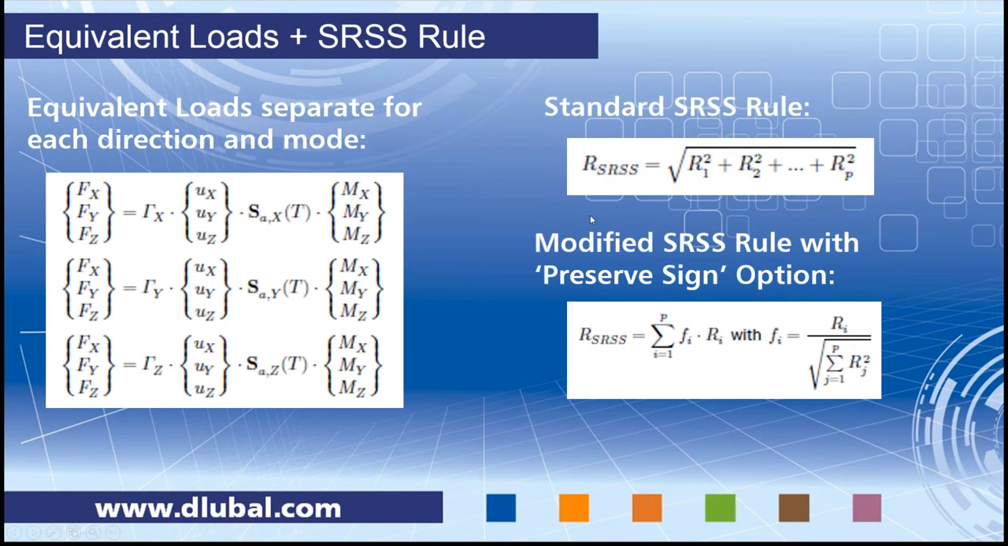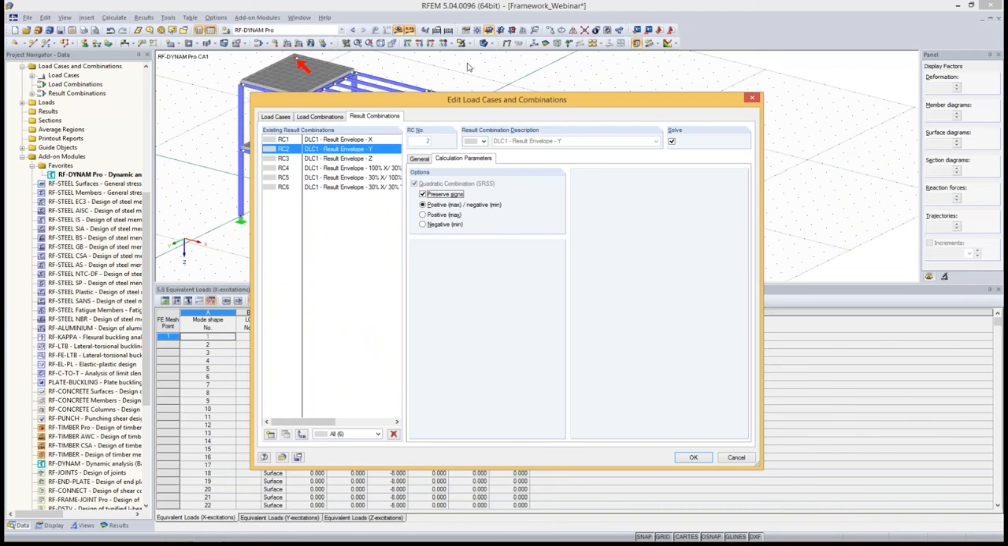And you have here just a small word to the SRSS rule. You have the standard SRSS rule, which would provide you only positive values, so you would lose all your signs. And if you keep the preserve sign option activated, this is a modified SRSS rule which builds result combinations which are consistent in itself. So if a positive normal force belongs to a negative moment, this is kept by applying this rule. So it's quite important to keep this rule. And we go back to RFEM. So this is the default, and I would recommend to keep it activated.